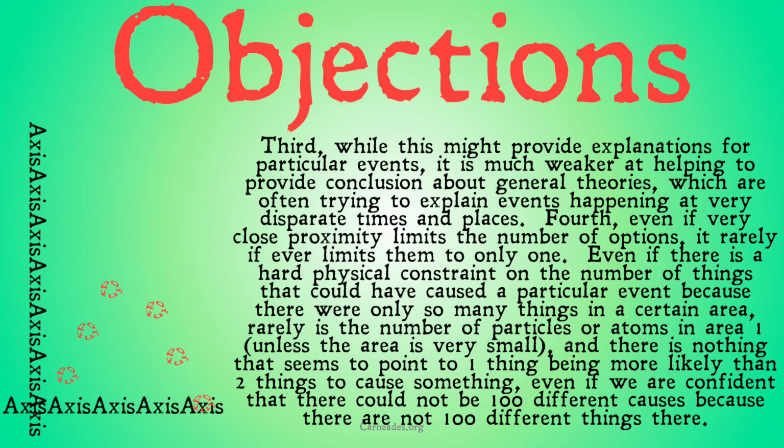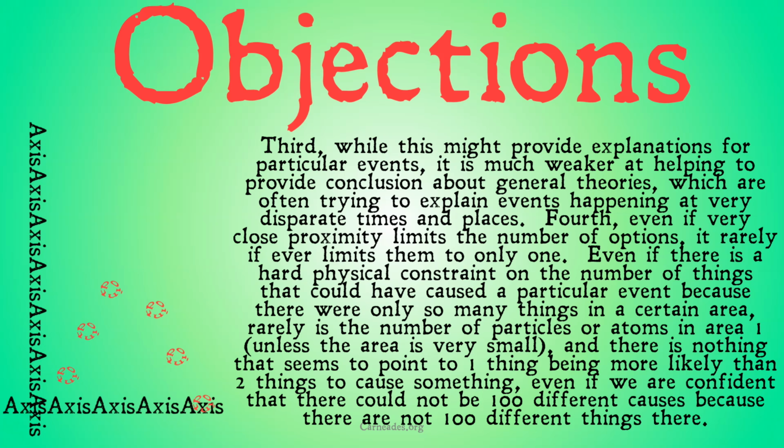Fourth, even if very close proximity limits the number of options, it rarely ever limits them to only one. Even if there is a hard physical constraint on the number of things that could have caused a particular event, because there were only so many things in a certain area, rarely is the number of particles or atoms in an area only one, unless the area is very small. There's nothing that seems to point to one thing being more likely than two things to cause something, even if we're confident that there could not have been 100 different causes, because there are not 100 different things there.